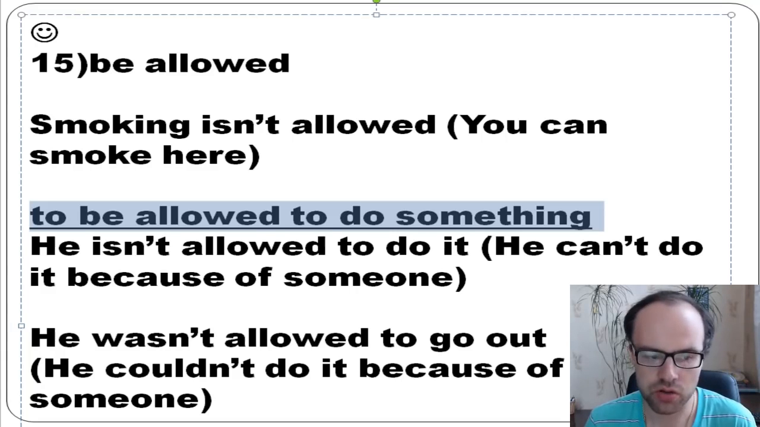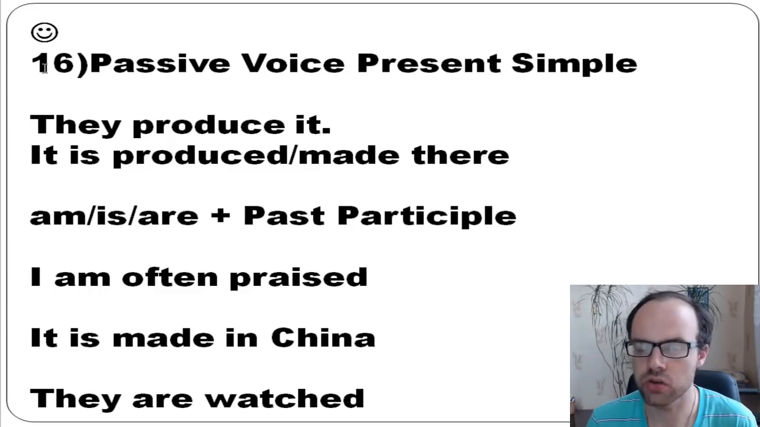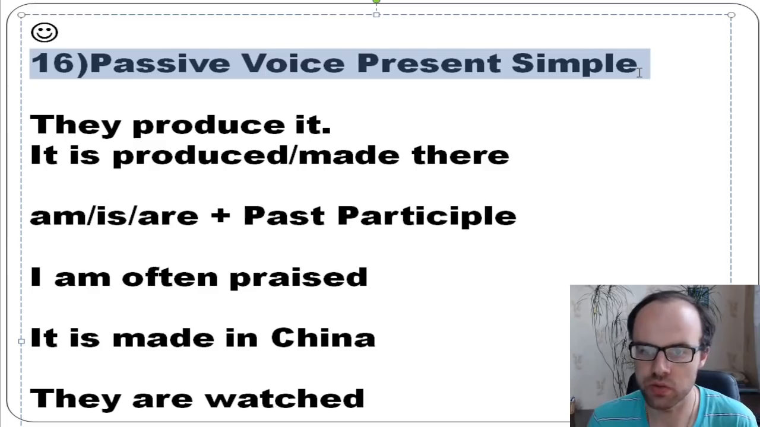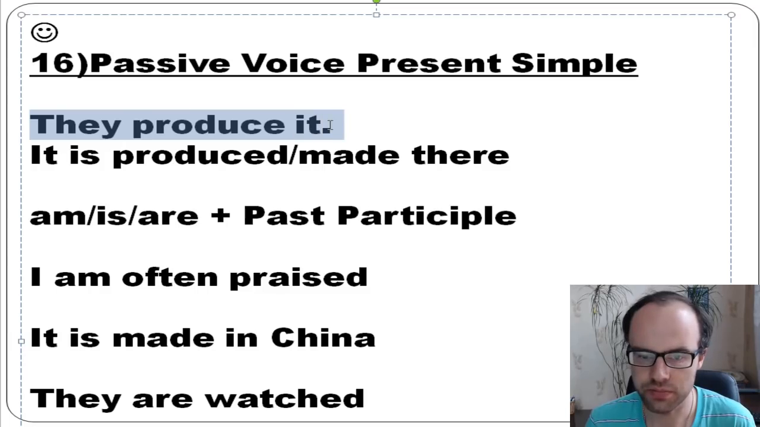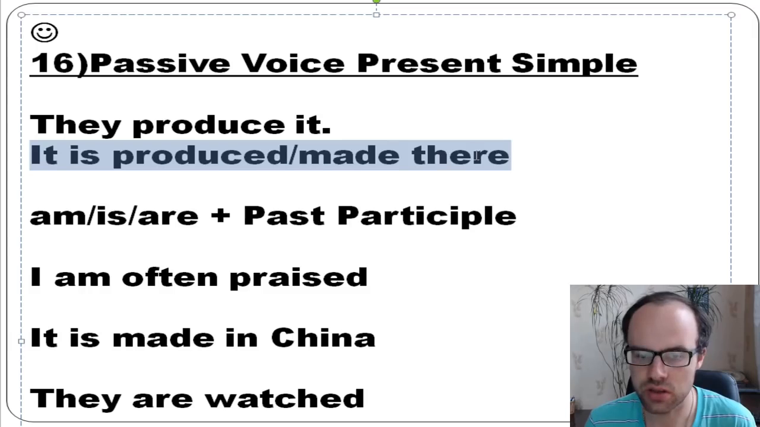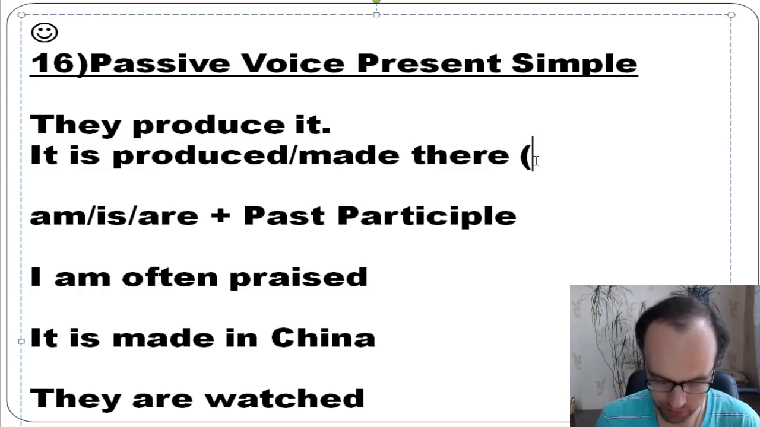Okay, let's talk about passive voice. Also have a look at our videos 12 English tenses and 20 English tenses forms, where we studied active voice and passive voice. So, passive voice, present simple. Let's remember it. They produce it, or we use it is produced there, or it is made there by someone.